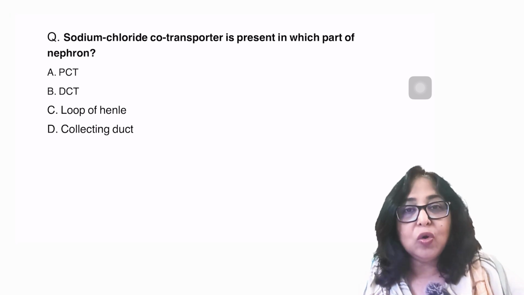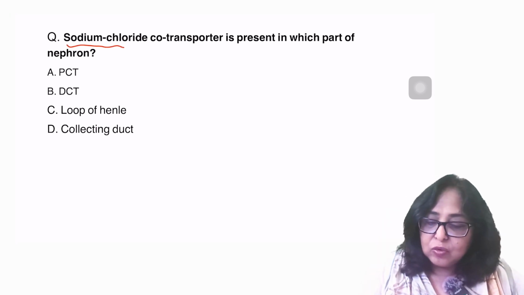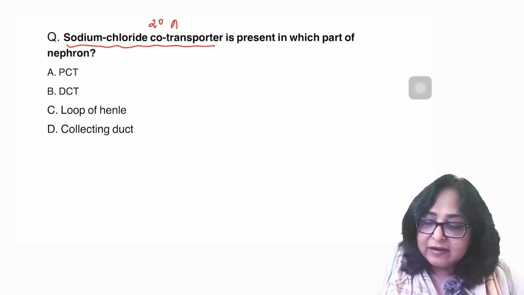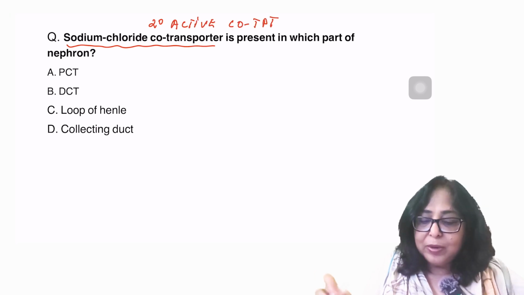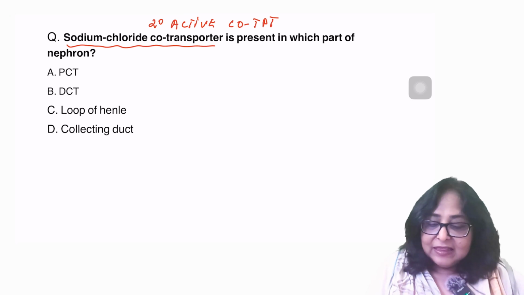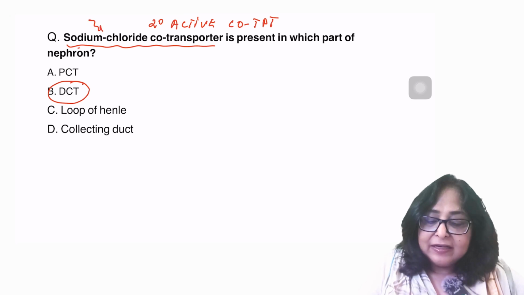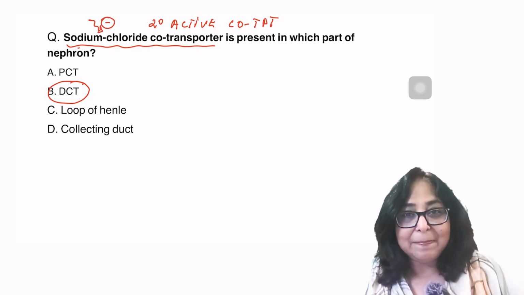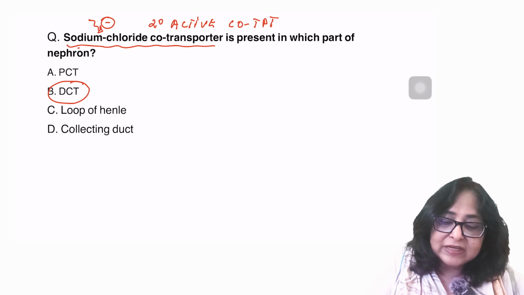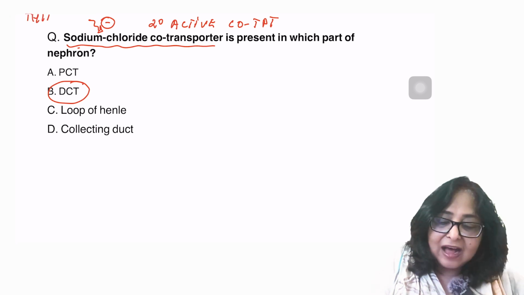Sodium chloride co-transport is an example of secondary active co-transport. This is seen in which part of the nephron? This is going to be seen particularly in the DCT, and there is a diuretic which acts on the Na+ Cl- co-transport, and that is thiazides.